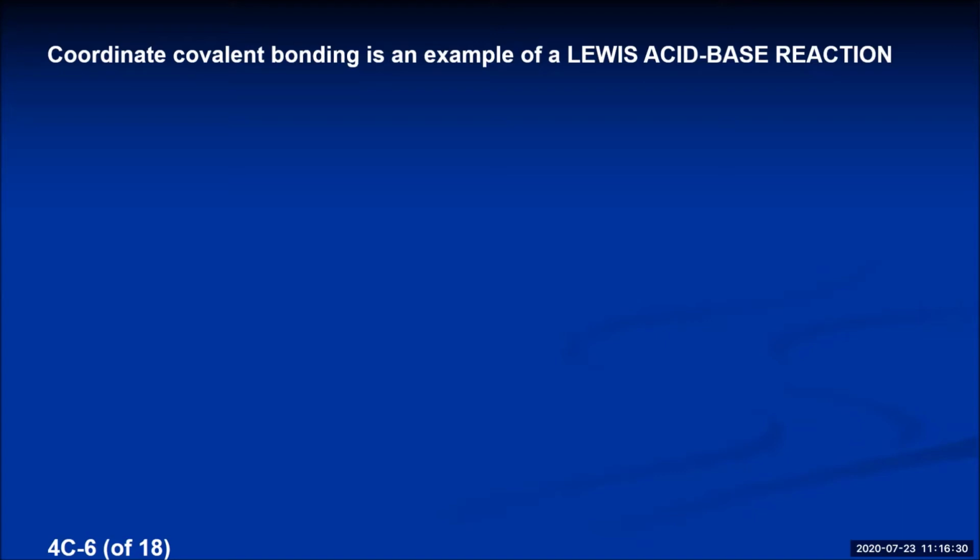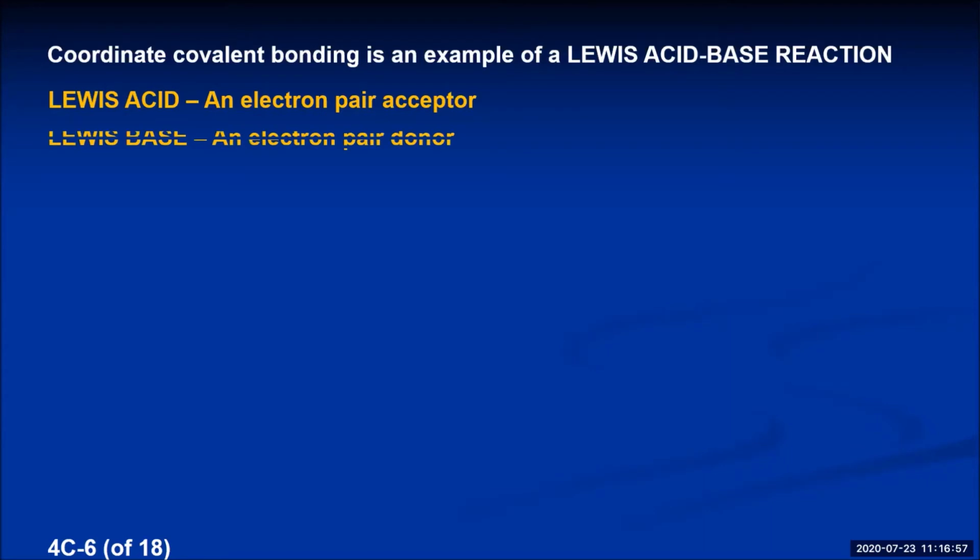Well, we need to broaden the definition one more time, and that's what Lewis did when he proposed an even more expansive definition of acids and bases. Lewis said that an acid is an electron pair acceptor. So make sure you get this right. The Bronsted-Lowry definition was a hydrogen ion donor, but a Lewis acid is an electron pair acceptor. And if a Lewis acid is an electron pair acceptor, what's a Lewis base? It's an electron pair donor.